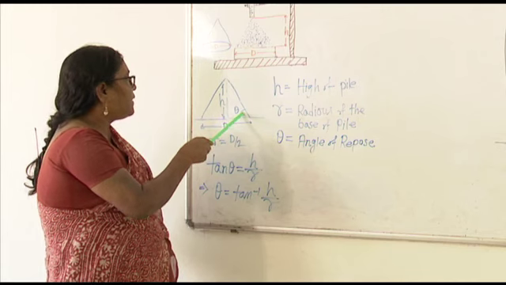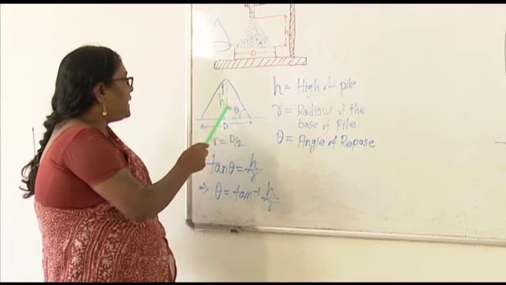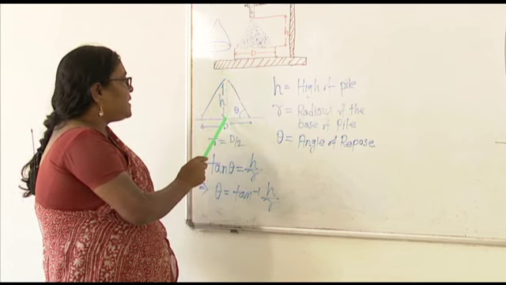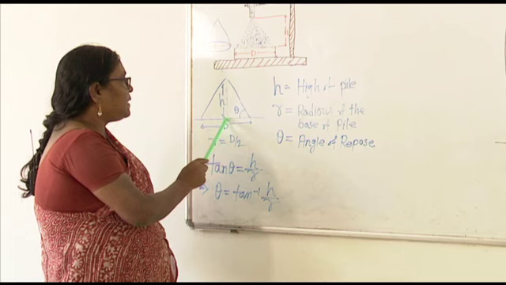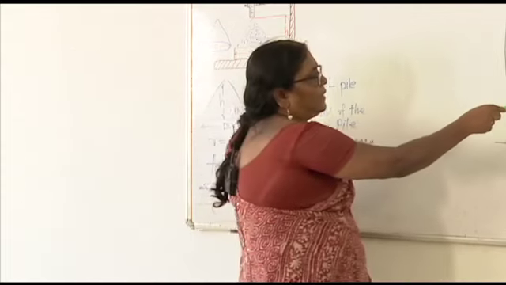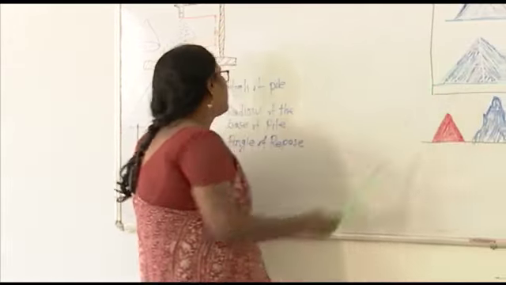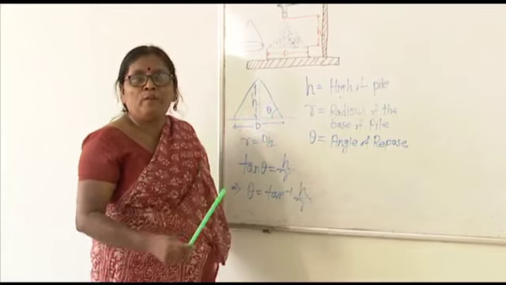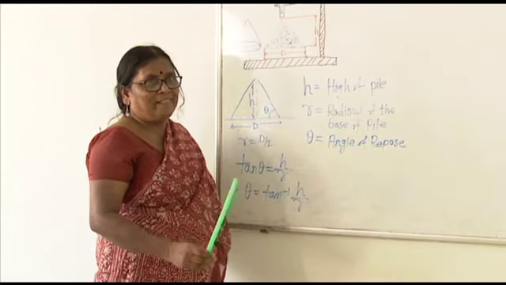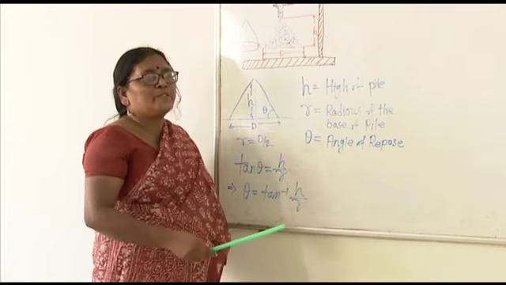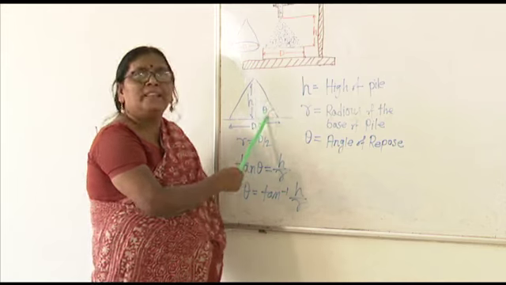What we'll do? We'll measure the height and divide it by the length of the base, which is the radius of that circular base, and the ratio, height by base, will give you the value of tan theta. And if you take the inverse of this value, you will get the angle theta.